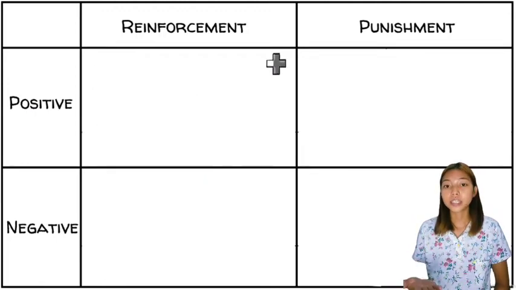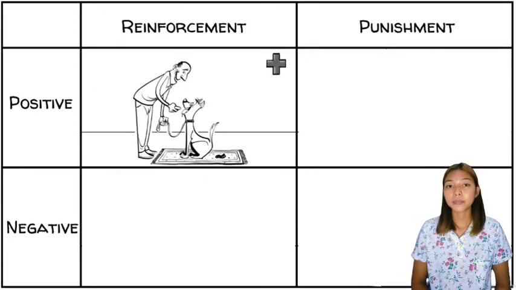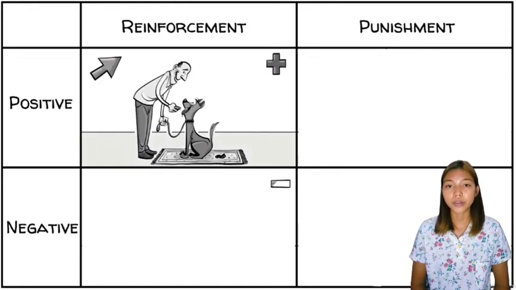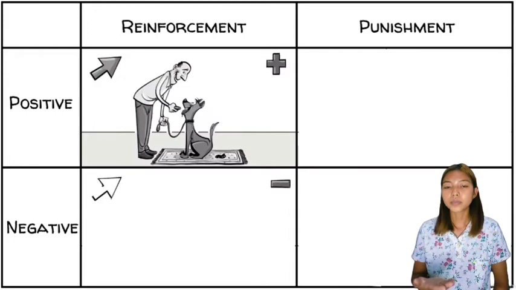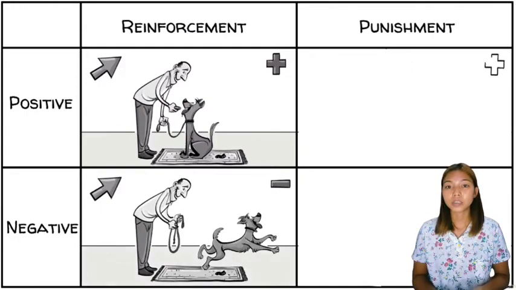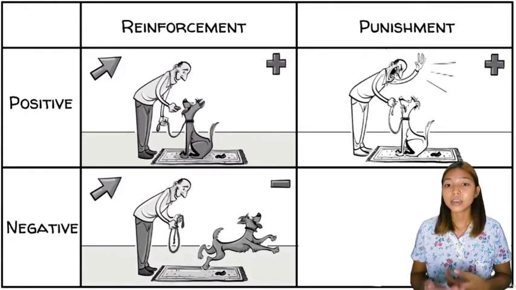If reinforcement is positive, we add something pleasant like a cookie to increase the likelihood of a behavior. If reinforcement is negative, we still want to increase the desired behavior, this time by removing something unpleasant like the leash.